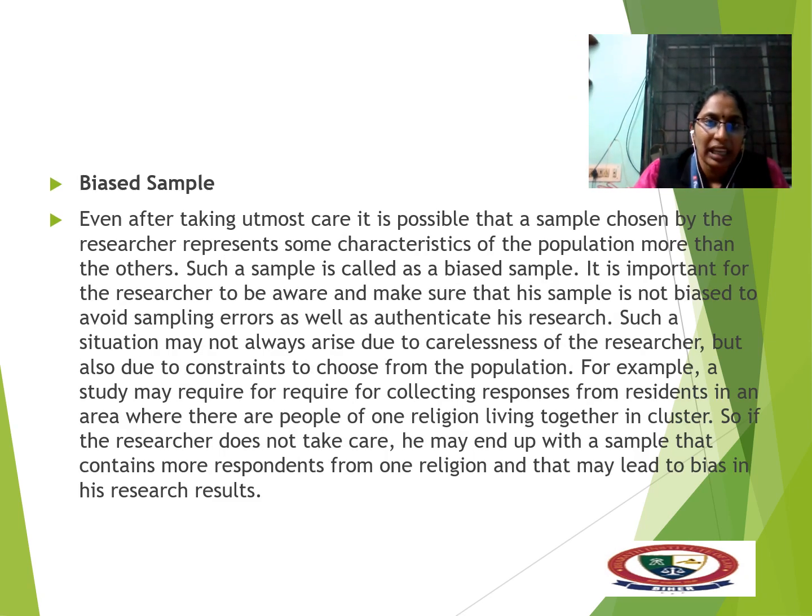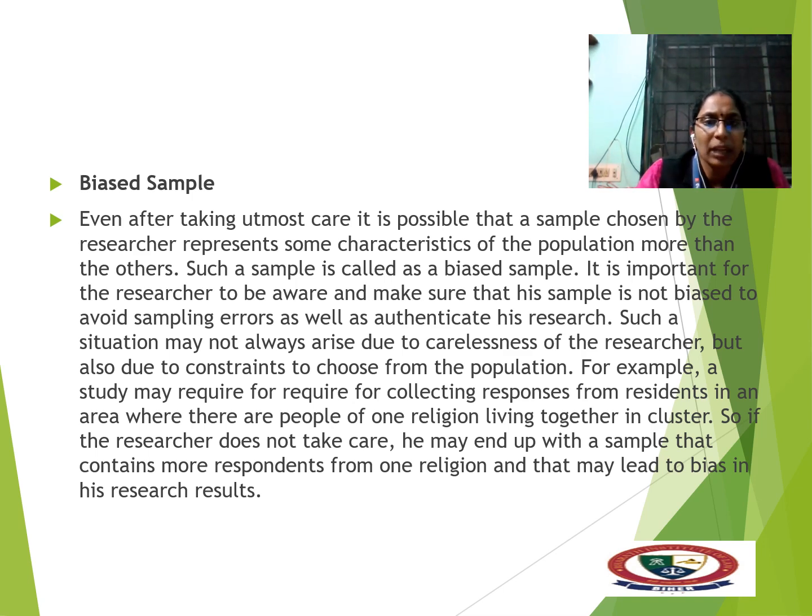Bias in the sample. Even after taking utmost care, it is possible that a sample chosen by a researcher represents some characteristics of the population more than the others. Such a sample is called a biased sample. It is important for the researcher to be aware and make sure that his sample is not biased, to avoid sampling errors as well as to authenticate his research.